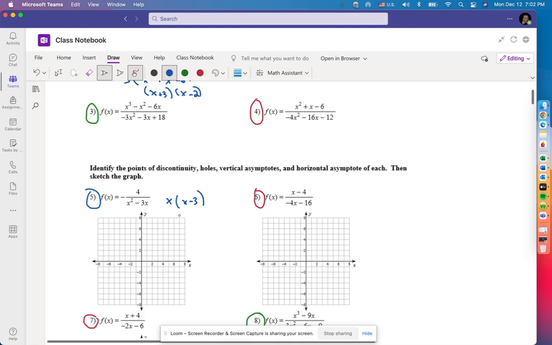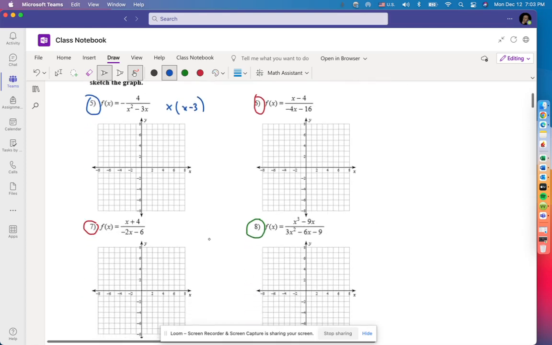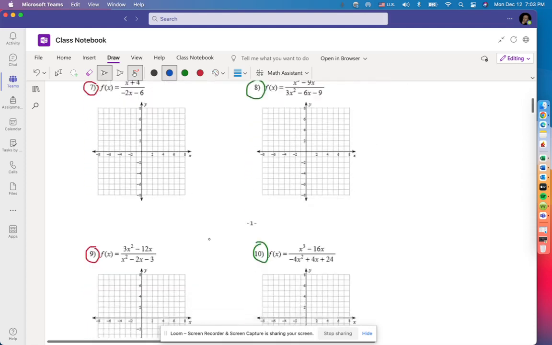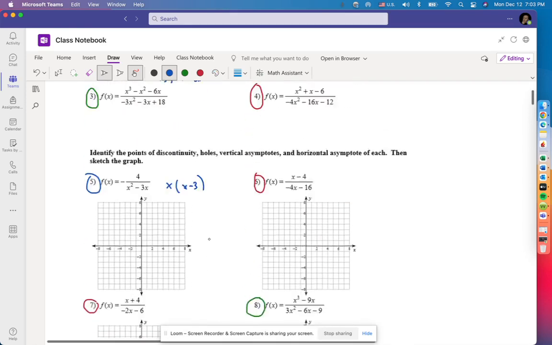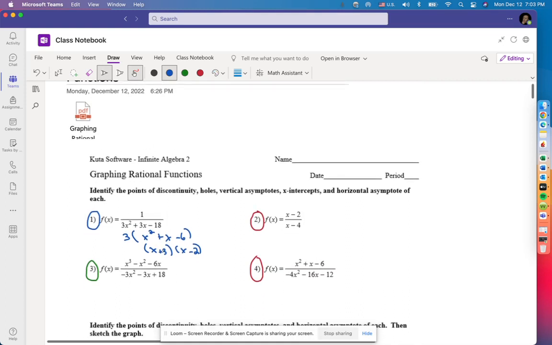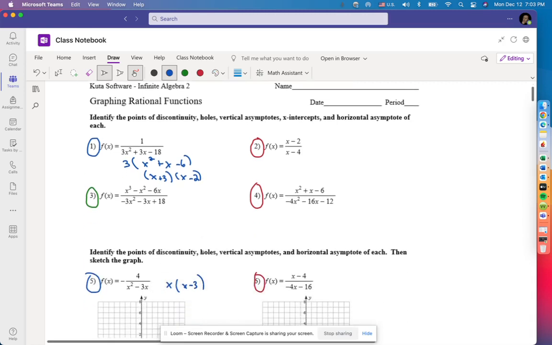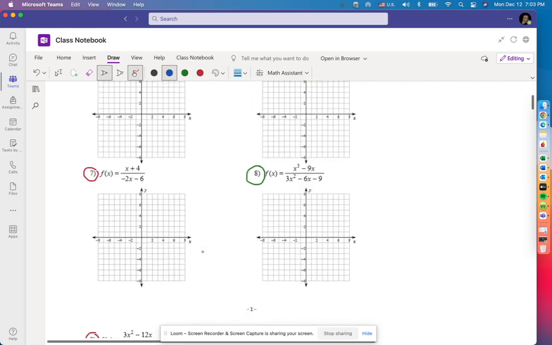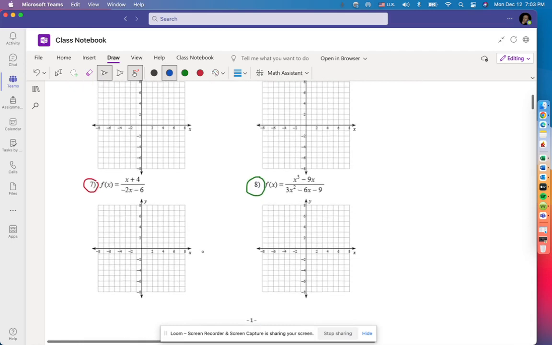Okay, that's vertical asymptotes. And the other one's the same thing. You just have to factor it. Okay, you got to factor it. All right. What's next? Points of discontinuity. Those are what I just talked about. Points of discontinuity is kind of like vertical asymptotes, but a little different. Let's do one where it's a little different. Just a little. Let's do number 8 here.